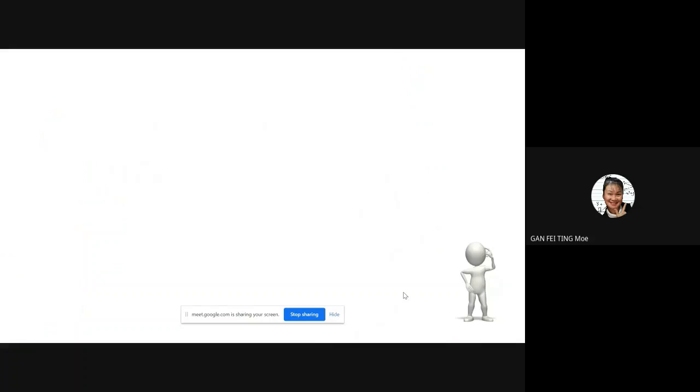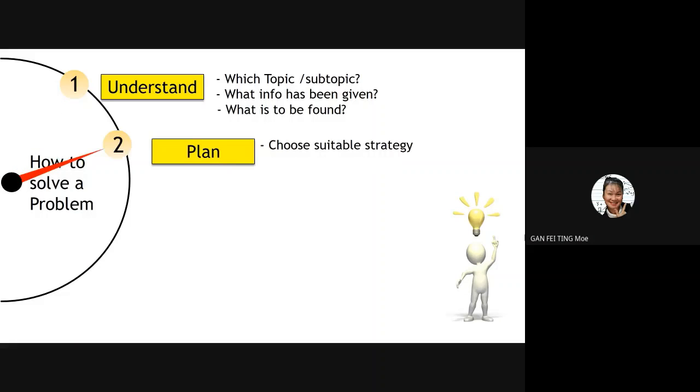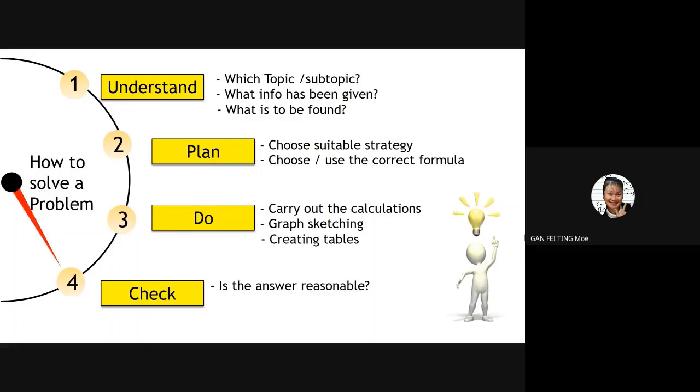Okay, this is like usual. So how to solve a problem, I just repeat. First of all, you need to understand. Then secondly, you plan. Thirdly, you do. And then finally, you check the answer. This is a repetition of what I have done.